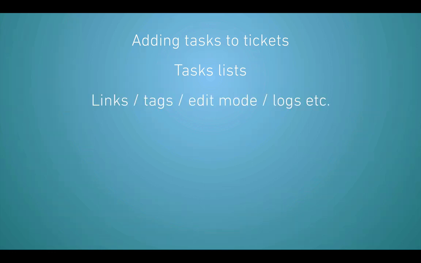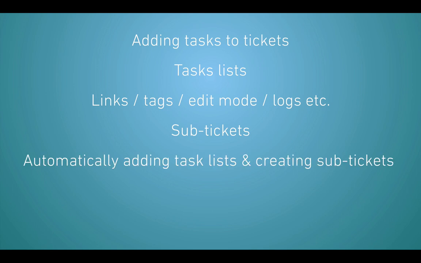Firstly, we'll look at how to add tasks to tickets on the fly. Then we'll look at how you can save task lists for reuse. We'll look at some other core things about how the app works, that being links, tags, activity logs, etc. We'll move then on to sub-tickets and then being able to automatically add either task lists or create sub-tickets from tickets based on conditions of your desire.